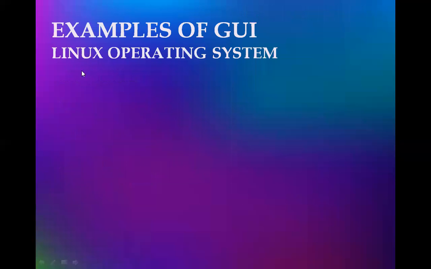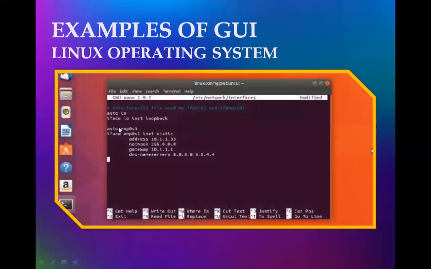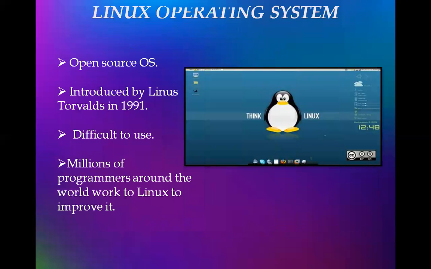Another example of GUI is the Linux operating system. Here's the interface of the Linux operating system. In the Linux operating system, commands and graphical images are both included. The Linux operating system is an open source operating system. It was introduced by Linus Torvalds in 1991. The Linux operating system is difficult to use as compared to the Macintosh and Windows operating systems.